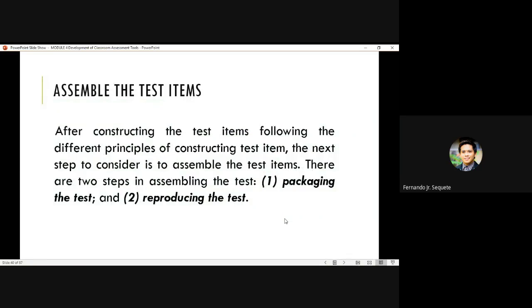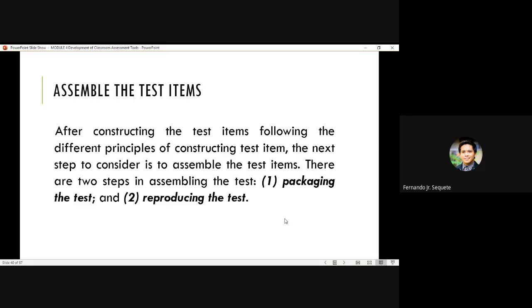Okay. Next to it is assembling the test items, no? Di ba I told you that yung nalista kanina, general flow of developing your assessment tools, no? Yung parang nasa huli na part is assembling the test items. So ano po ibig sabihin, sir? When we say assembling the test items, ito na yung pagtatagpi-tagpi, and then you have to categorize your questions.